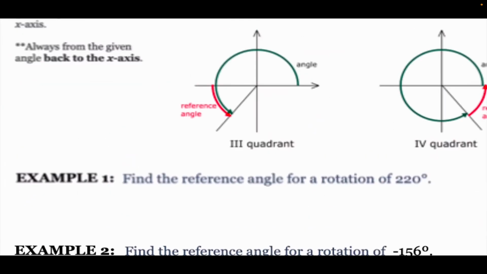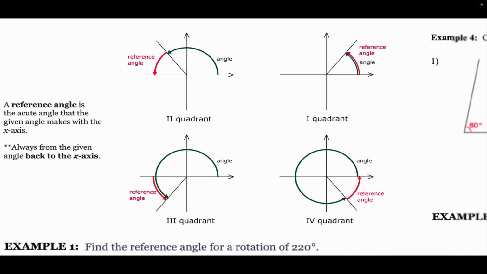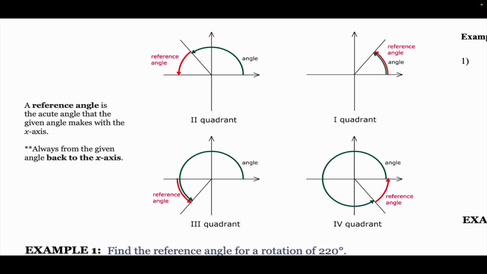All right. Okay, so let's go to the back side. Reference angles. So a reference angle is always an acute angle. It's always going to be less than 90. Okay? It's the acute angle that the given angle makes with the x-axis. So it always goes back to the x-axis.